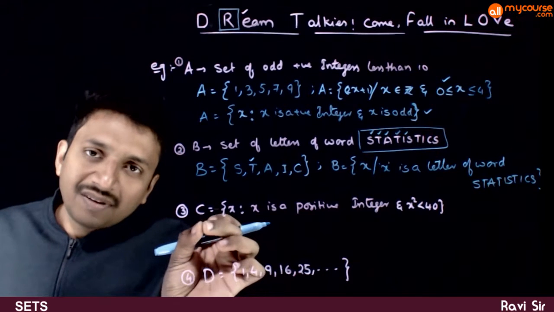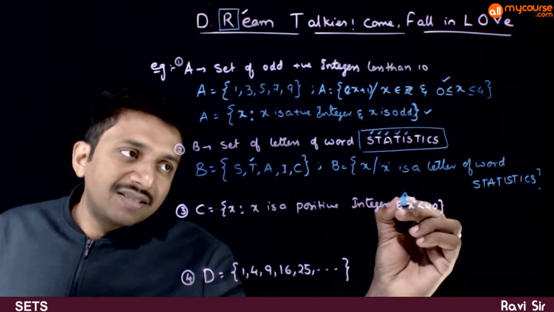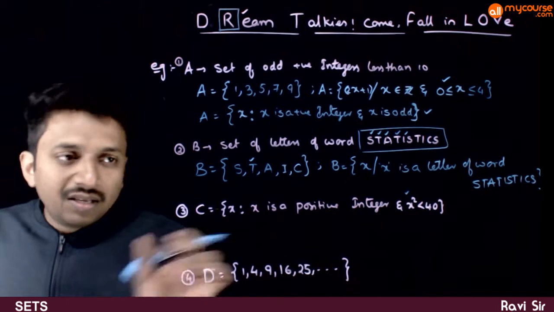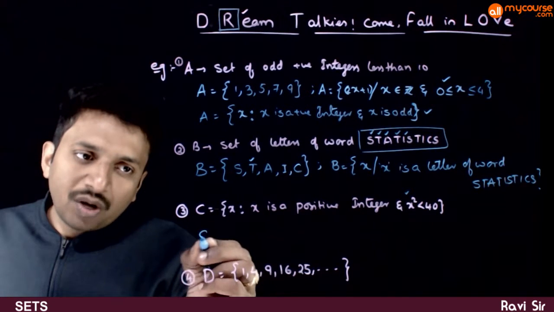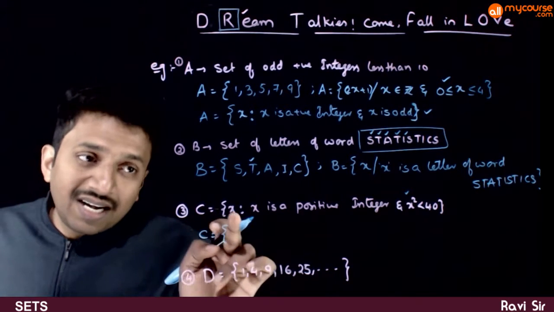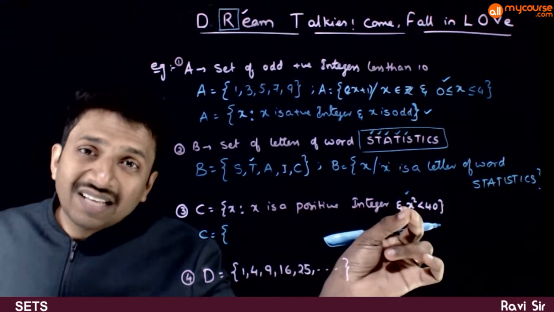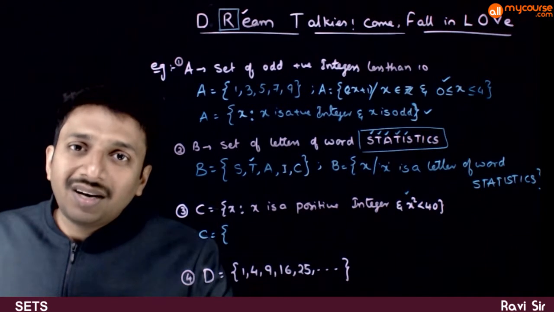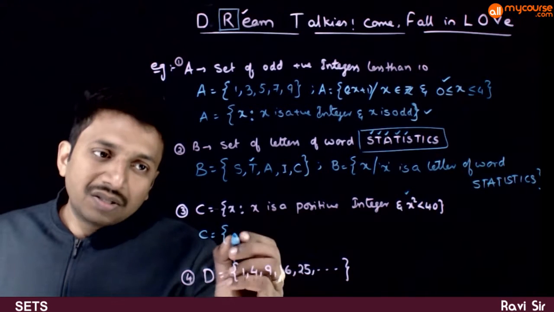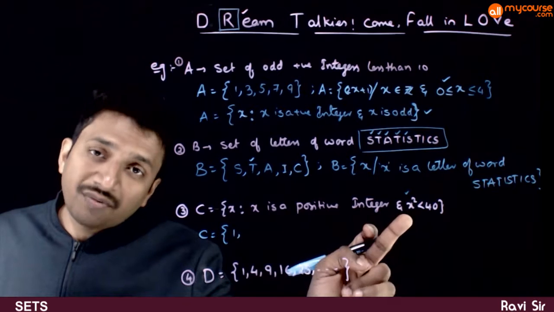So now if you have set C, x such that x is a positive integer and x square is less than 40. A set builder form is given. So what is a roster form for this? So this set C contains elements which are positive integers such that x square, when you square that number, it is less than 40. So positive integers start from 1. So that is 1 square less than 40, yes.